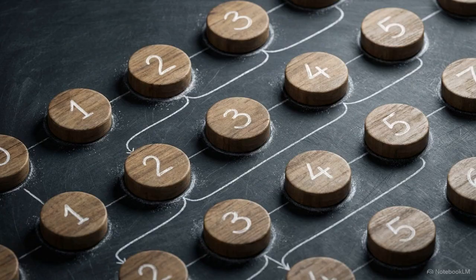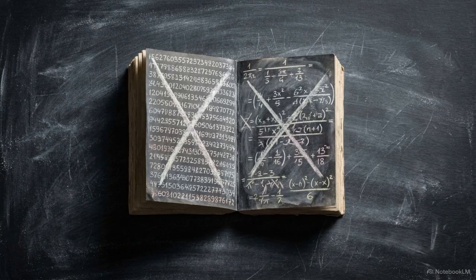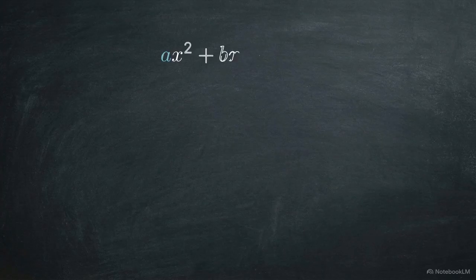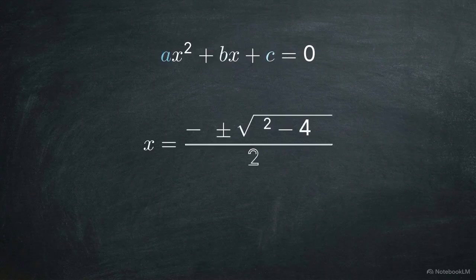Factoring works well when the numbers are whole and simple, but it's difficult to apply when the coefficients are decimals or complex fractions. For those cases, we use the quadratic formula. It is a universal tool that works for every quadratic equation, regardless of the numbers involved. The process is purely algorithmic. You identify the values for a, b, and c from the standard form and plug them directly into the formula.